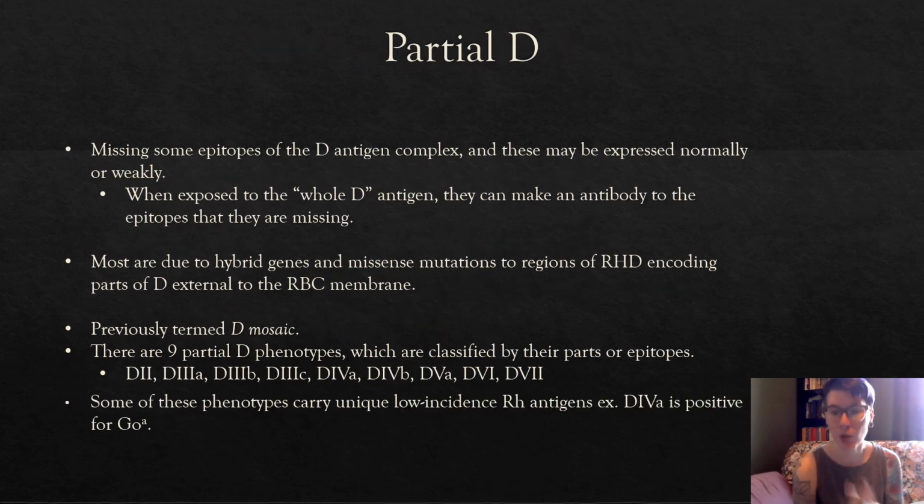Then we have partial D phenotypes. These phenotypes are missing some of the epitopes of the D antigen, so they can make anti-D if they're exposed to normal D positive blood. Only pieces of the D are missing. This also used to be called D mosaic, but that's not a term that's used anymore.